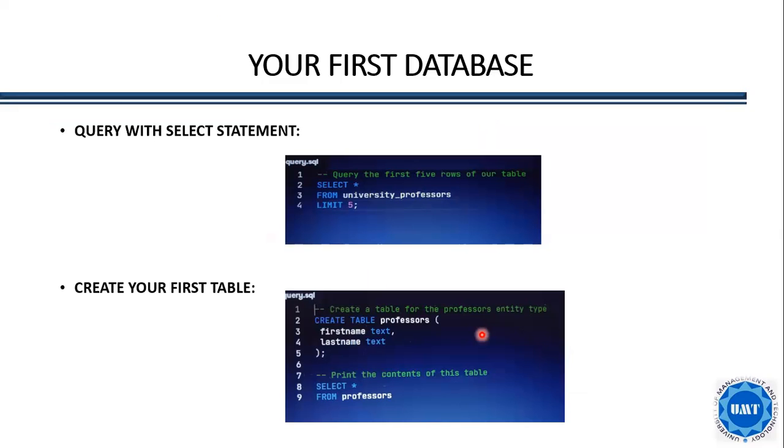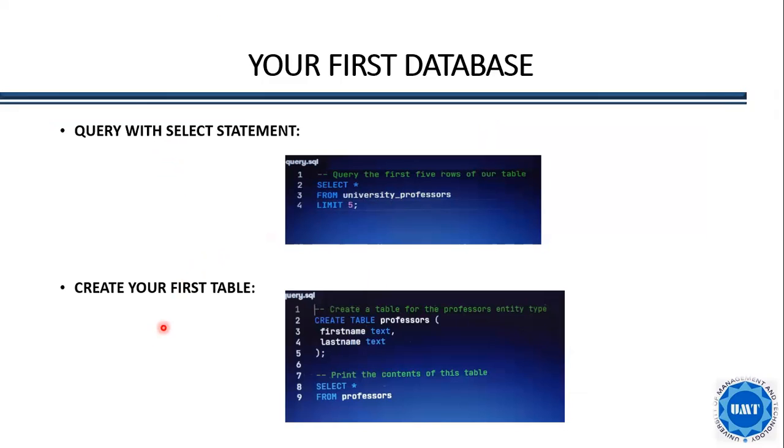Your first database is queried with a SELECT statement. So query the first 5 rows of our table. We have to select star from the table, which is here university professors, and the limit is 5.